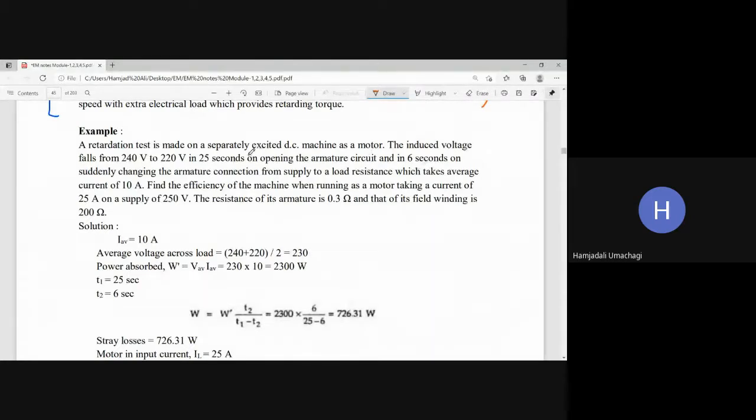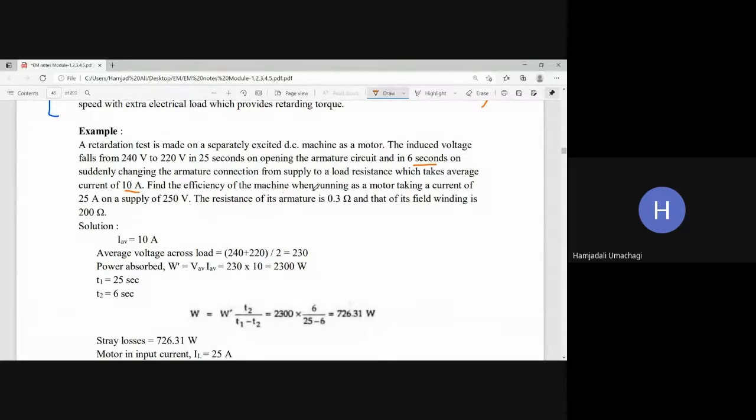And 6 seconds on suddenly changing the armature connection from supply to load resistance. So after that, if I suddenly throw the switch from position 1 to position 1 dash 2 dash, all the kinetic energy of the motor, while it is slowing down, will be consumed by the electrical resistance. So this is the electrical braking method. This problem belongs to the electrical braking method. All that power will be consumed by the electrical load. And how much time is it going to take? It will be 6 seconds. And what is the current during that period of time? Current is 10 ampere.